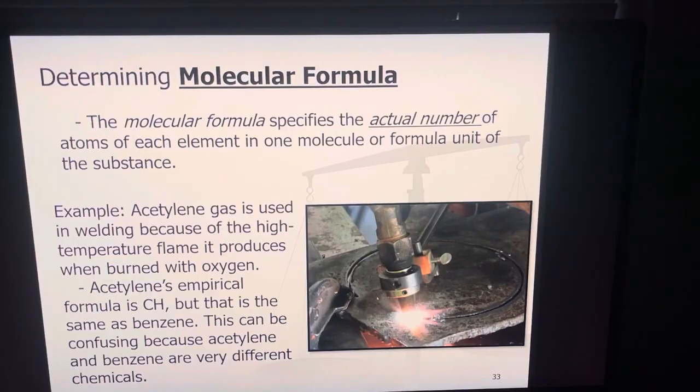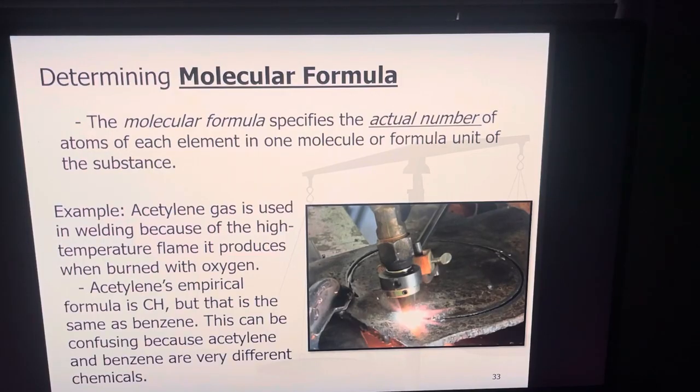Acetylene gas is a gas used in welding. I'm not sure if any of you are familiar with welding, but there are different kinds of welding. This type uses a very hot gas that has a very high temperature flame, because it's burned. Acetylene gas is burned with oxygen, and when it's burned, it makes a very hot flame. Okay. So its empirical formula is CH.